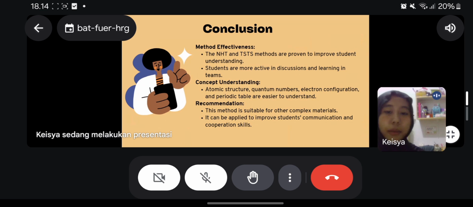In closing, I recommend this method to be used in learning other chemistry materials, especially those involving abstract concepts such as chemical reactions or chemical bonds.